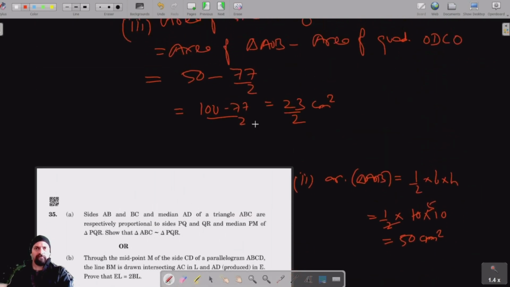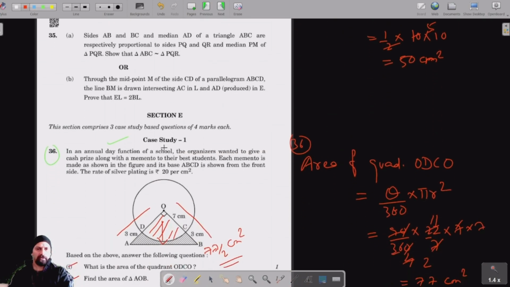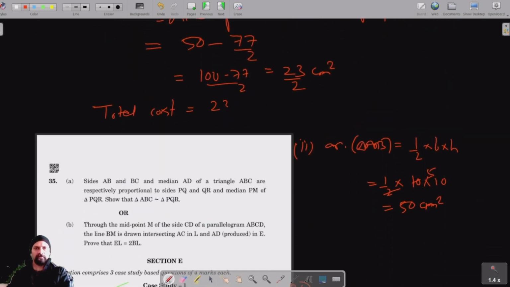And we have to find the total cost. It's given that cost per centimeter square is rupees 20. So this is 23 into 20 rupees, which is equal to rupees 230.